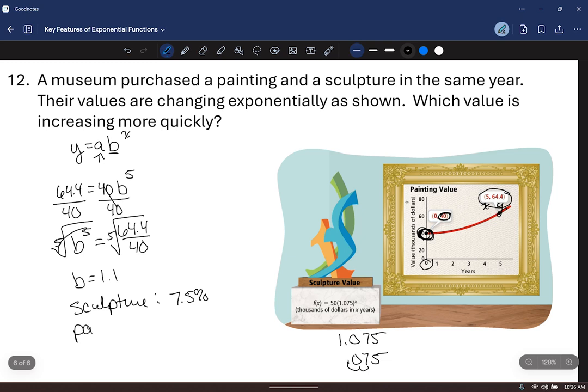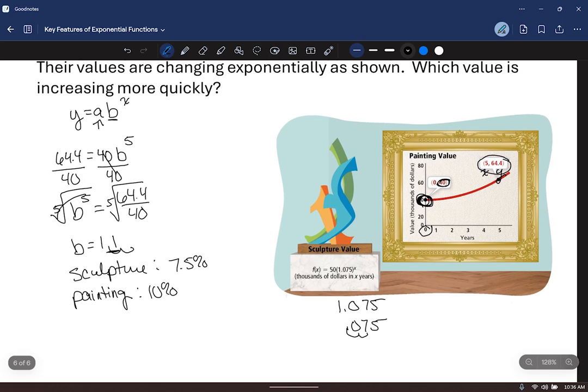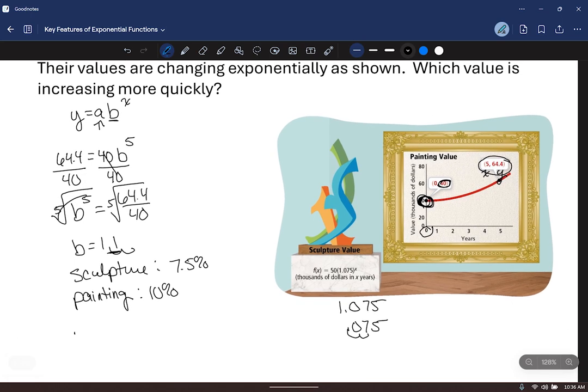Now let's talk painting. I am 0.1 above 1. So if I move that 2 places, that would be 10%. So I have a 10% rate of growth. So the painting's value is increasing more quickly.